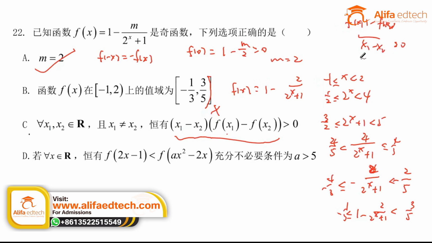So why is this so remarkable? Let's talk about that briefly. Because let's suppose, for example, if x1 is less than x2, then this parenthesis is negative, so the product is greater than 0.